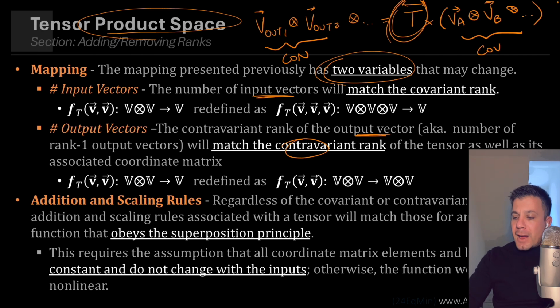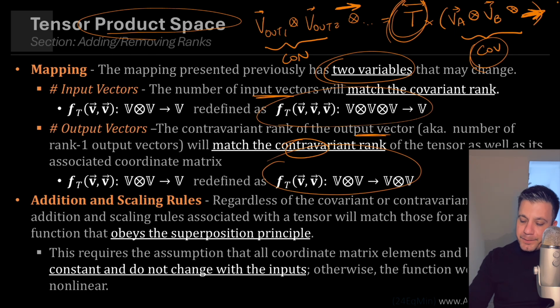It's going to change its size, it's going to change its rank, it's going to change its form and structure. So higher covariant rank means we have more inputs. Higher contravariant rank means we're going to have more outputs, and you can see this, shown here and here.